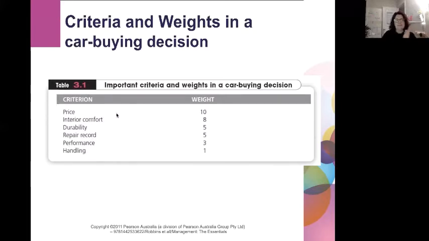So this is the first step, identifying what those key criteria are. They're going to be the factors that help us understand what's important in this decision. And then we're going to rate, rank and weight them. So here you can see that effectively what they've done is put them in order, and then given a weighting to each of those criteria. They've identified that price is going to be the most important criterion, and that it's going to be 10 times more important than the handling of the vehicle.